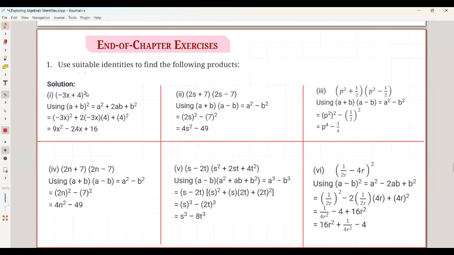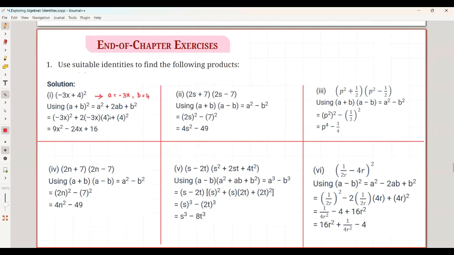So first of all, identify which identity can be used. This is in the form of (a + b) the whole square. So (a + b) the whole square means a square plus 2ab plus b square. In this we have to identify first what is a and what is b. So in the place of a we have -3x and b we have 4. So replace in the formula. In the a place we write -3x, and in the b place we write 4.